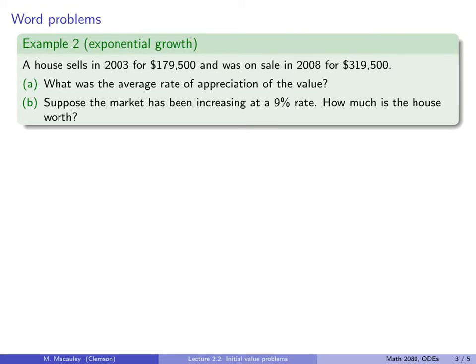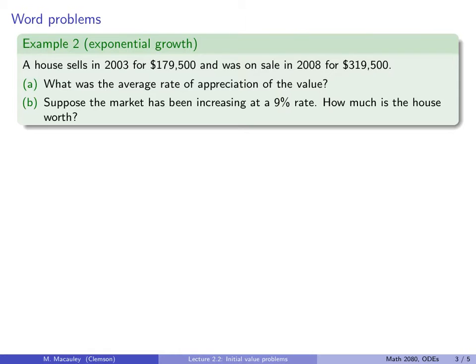So first question, what is the average? If this is the true value, then what was the average rate of appreciation? And the second part is, well, in actuality, the market had been increasing at a 9% rate over these years on average. It wasn't constant. So given that, how much is the house actually worth?